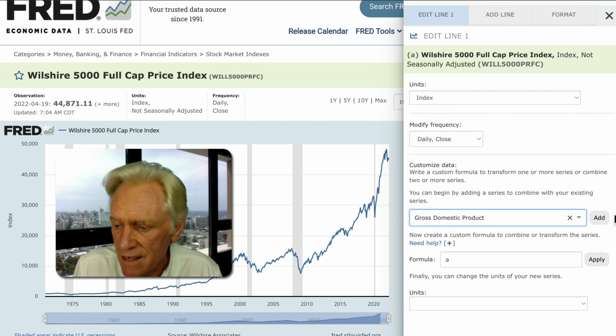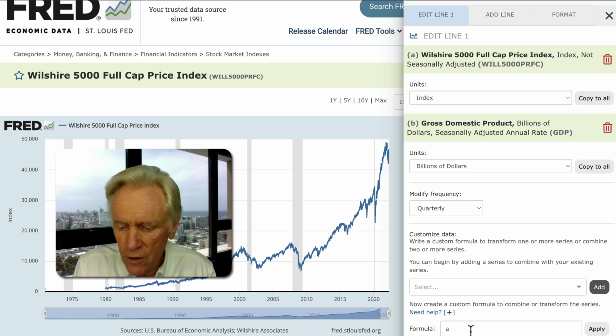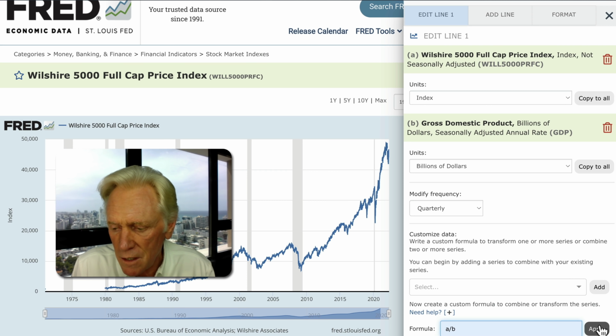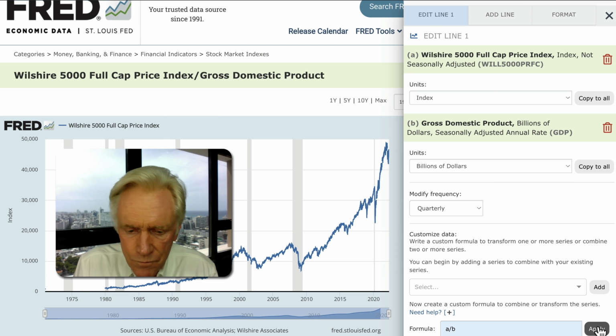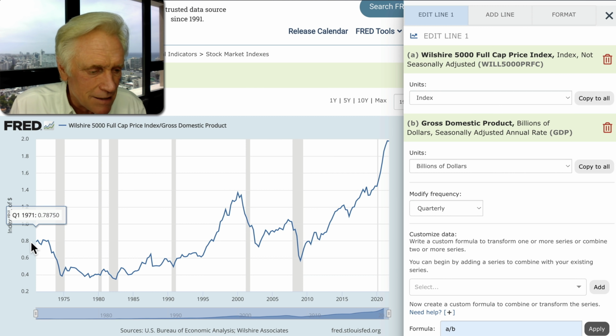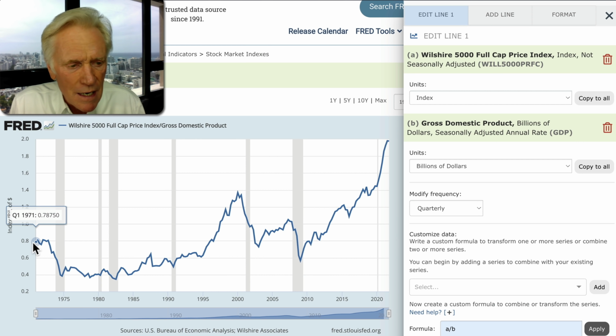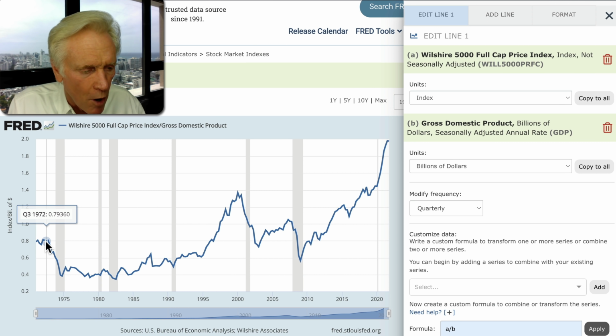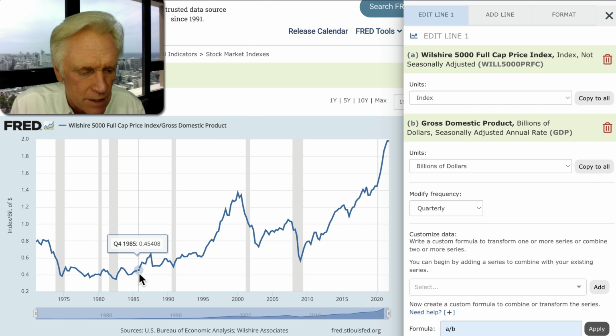I'm going to add that, and then I'm going to create a formula here. I'm going to divide A by B. So it's the Wilshire 5000 full cap price index divided by gross domestic product. And here we go. And so this is called the Buffett Indicator. And what we see here is back in the early 70s, the stock market valuation, the prices of the stocks, if you put them all together, it's somewhere around 80% of the economy, and then it went down to about 40% of the economy.